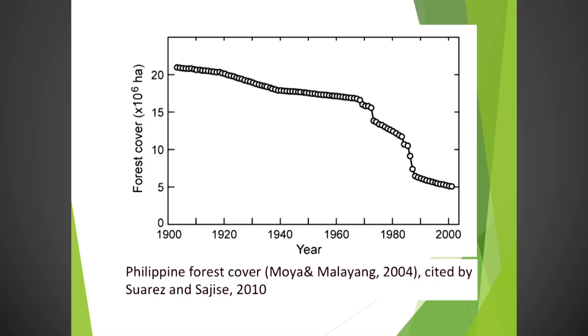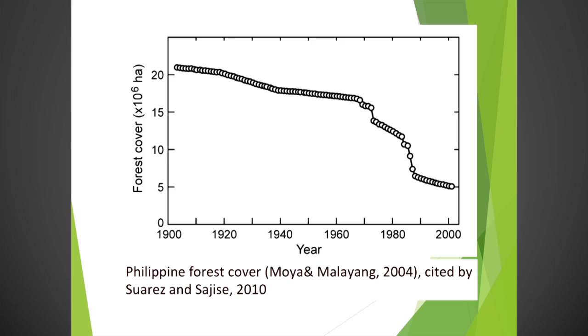Now, notice also again that the base of the population, especially those belonging to the reproductive age from 0 to 14, is still very broad, and we experience rapid population growth. So here in this slide, we'll see the rate of deforestation, as pictured in the Philippine forest cover, as cited by Suarez and Sahise 2010, but it was from the article of Moya and Malayang in 2004.